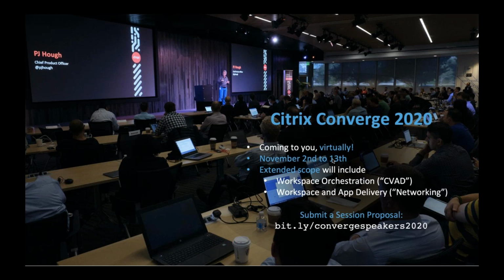Last time round, if you attended the first Citrix Converge, it was very much focused on the workspace with intelligence. This time, we're really expanding that scope to include the other product lines: workspace orchestration, which is better known as CVAD, and also workspace and app delivery, also known as networking.